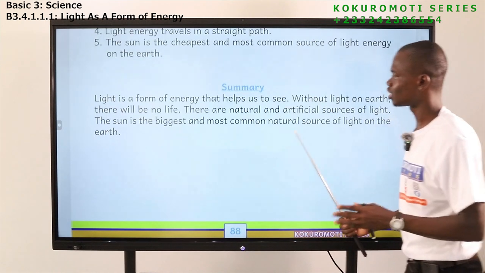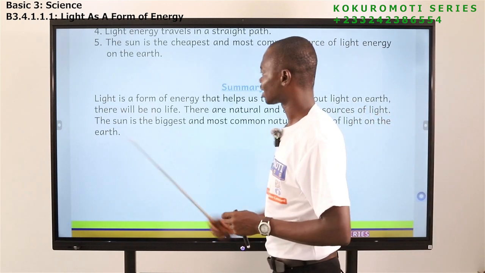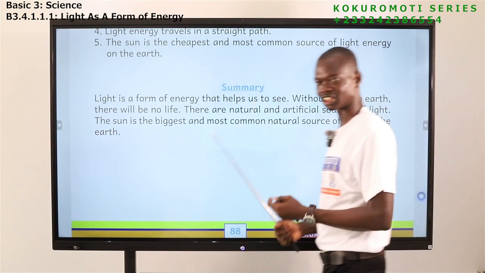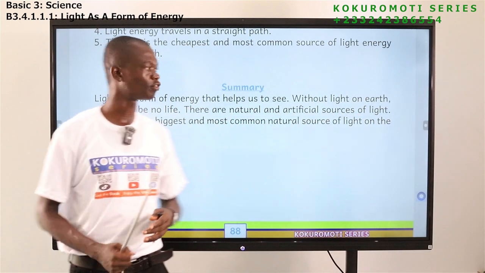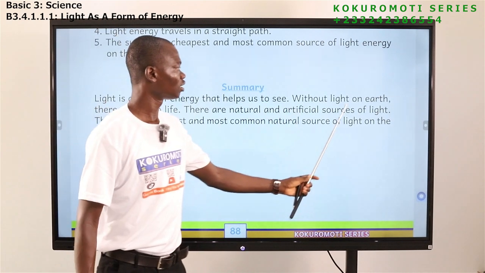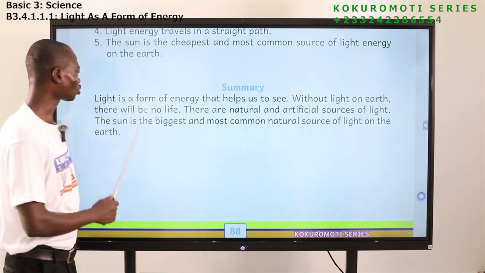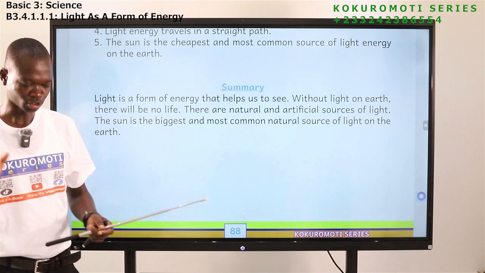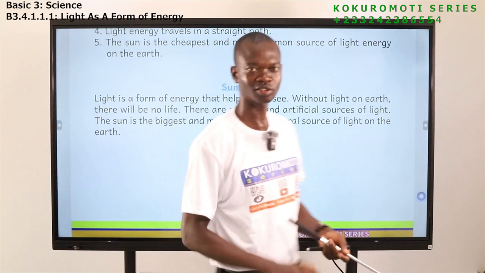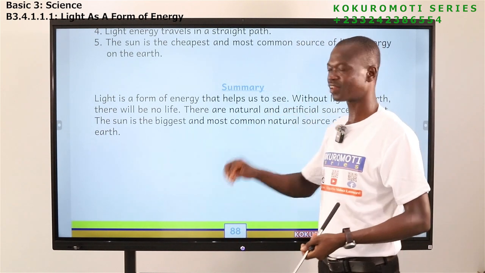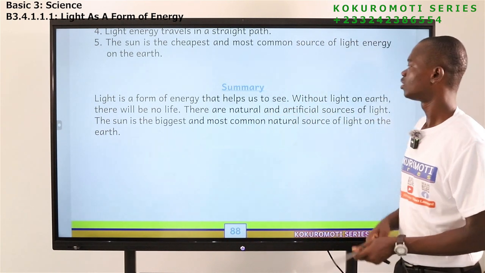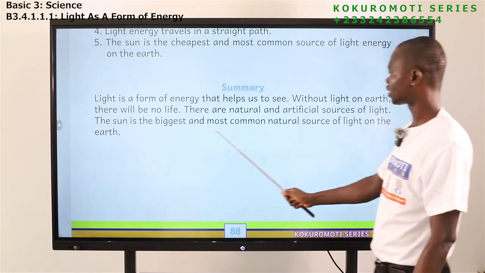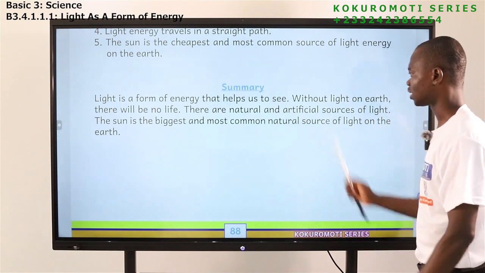Okay, now we are coming to the end of our lesson. What we are saying is that light is a form of energy that helps us to what? To see. We are able to see because of light. So we are saying that light is a form of what? Energy. Without light on earth, there will be no life. Note that without light, no life will be seen on earth. No living thing will be seen on what? On earth. Okay, so there are natural and artificial sources of light. The sun is the biggest and the most common natural source of light on earth.